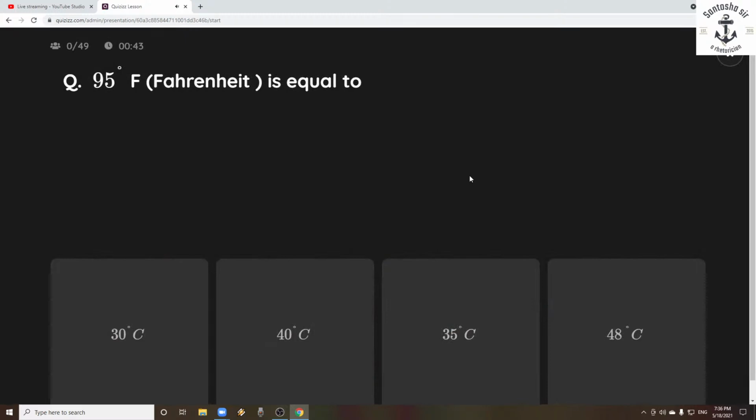95 degrees Fahrenheit is equal to what in Celsius, centigrade? We have 49 participants as of now.